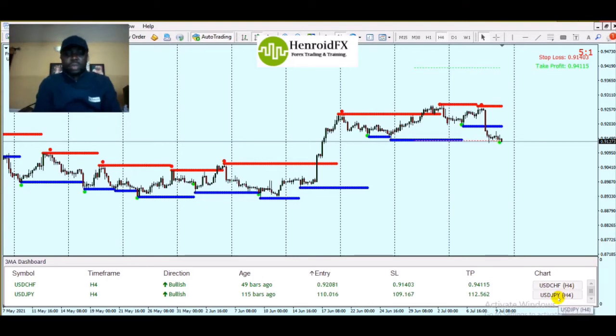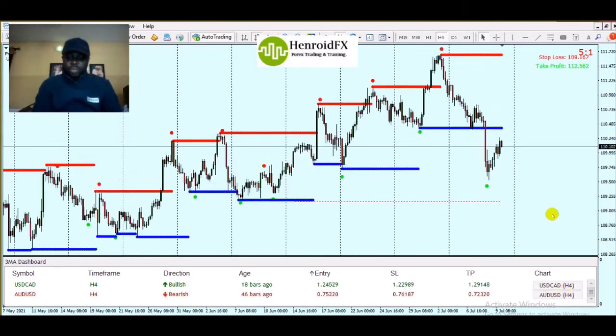Let us see the USD Japanese yen also. The US dollar Japanese yen currency pair, it's clearly on a bullish trend, as you can see here at this point.